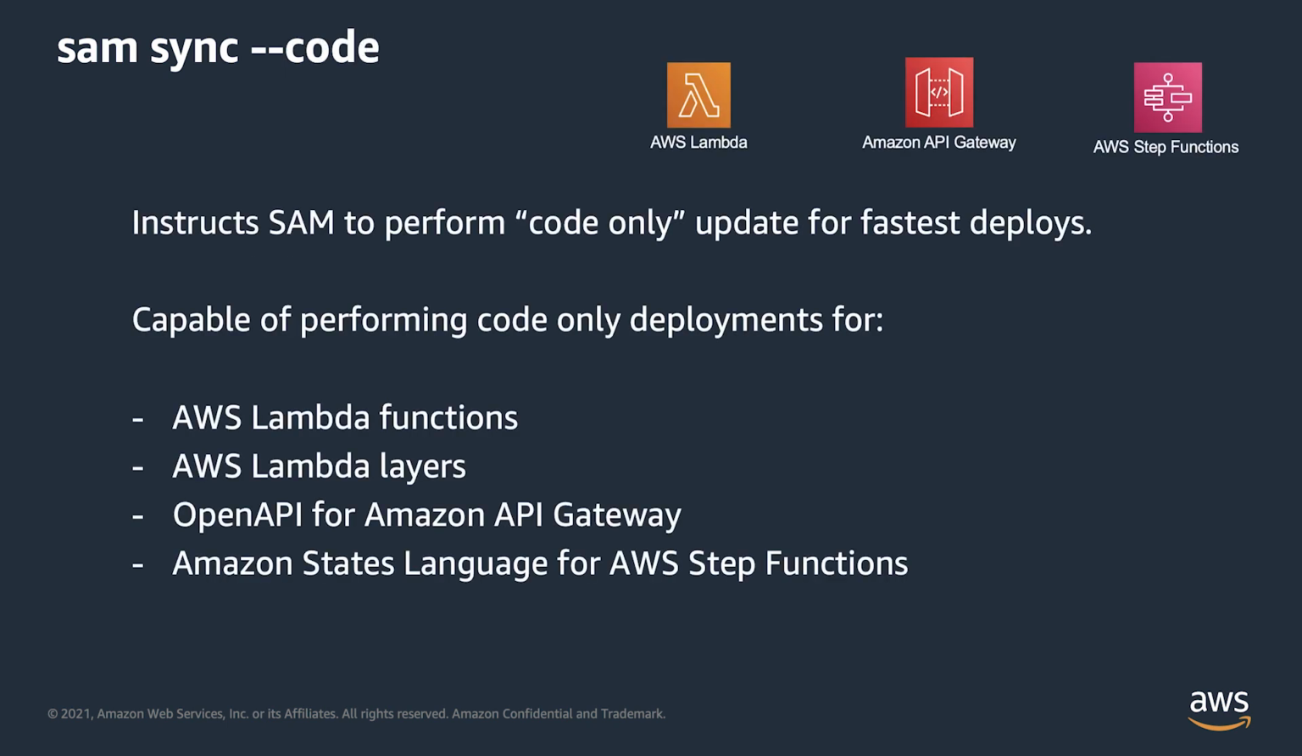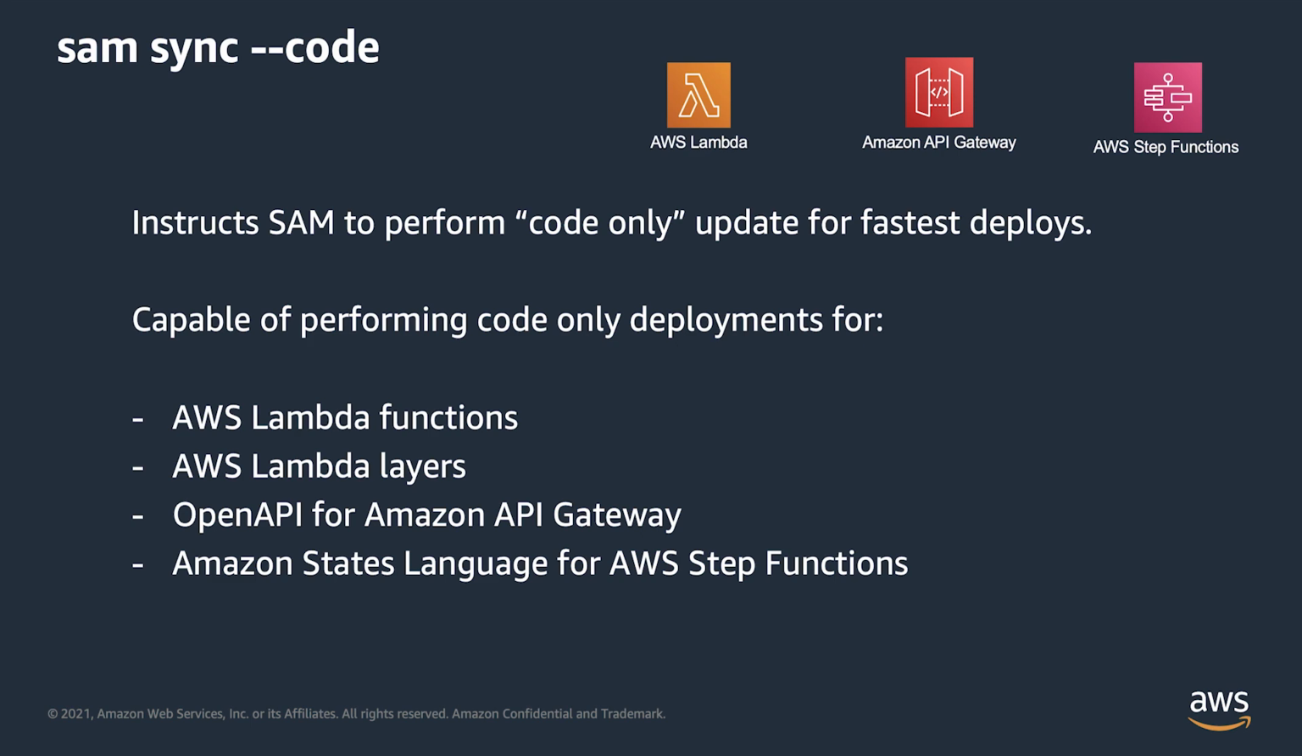Now I'm going to introduce you to the SAM sync code flag. This flag instructs SAM to perform a code-only synchronization. Code-only syncs will be your fastest feedback loop, and they can usually be done in just a few seconds. The types of code that can trigger code-only synchronizations include AWS Lambda function code, AWS Lambda layer code, OpenAPI documents for Amazon API Gateway, and Amazon States Language templates for AWS Step Functions.